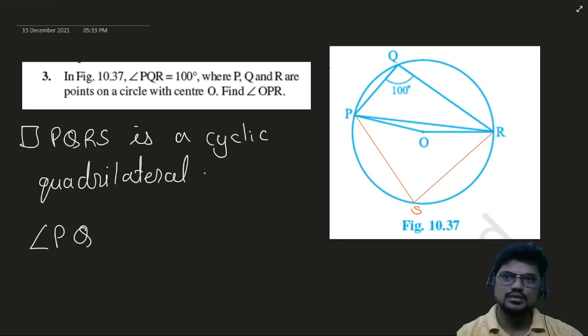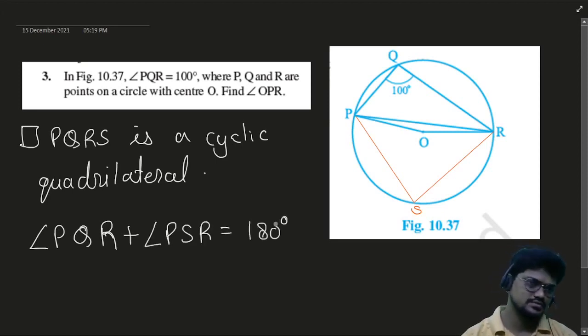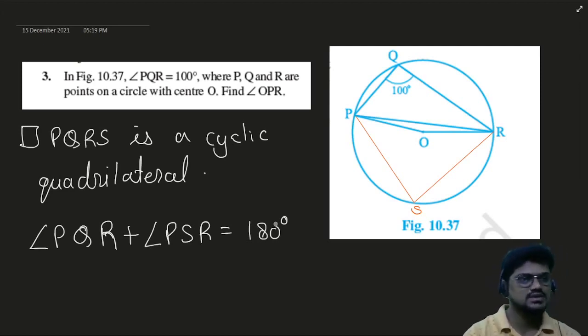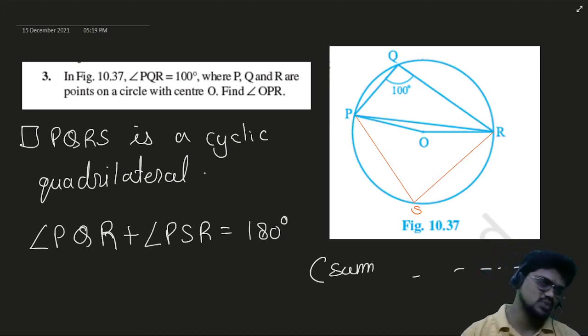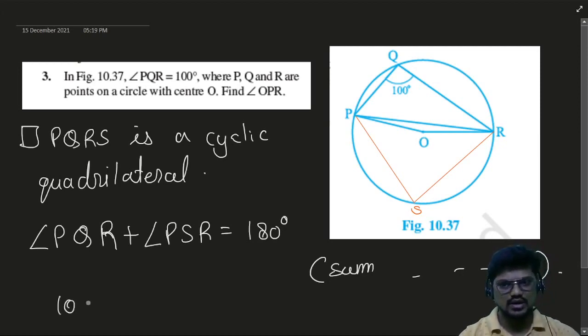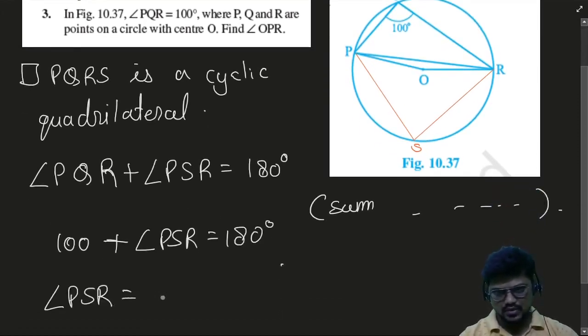Now, angle PQR. We know that angle PQR plus angle PSR will be how much? 180 degrees. Again, the same property: the sum of opposite angles in a cyclic quadrilateral is supplementary. Now, since the sum of these two is 180 and I know one of them is 100, I can get the other angle. So angle PSR will be 80 degrees.